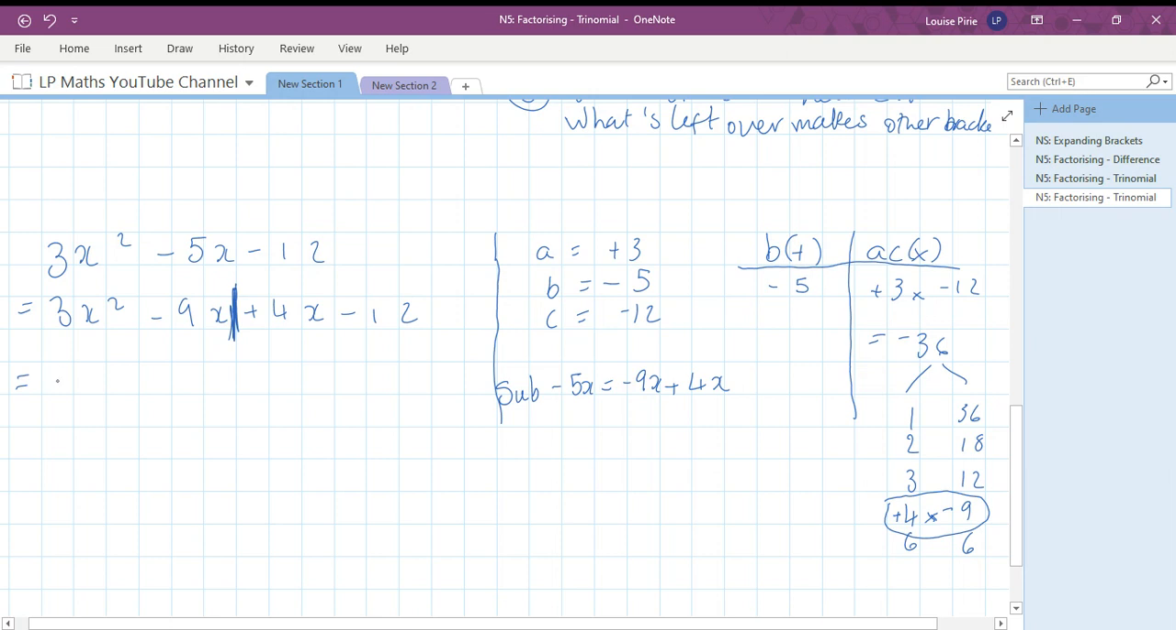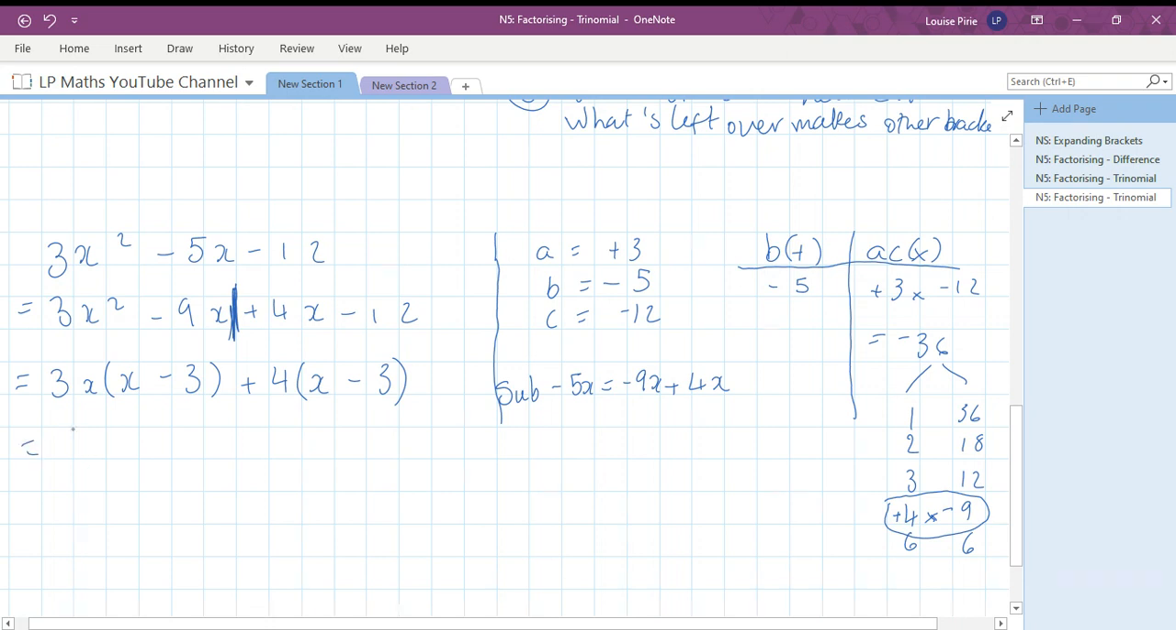Common factor in this bit, we've got a number 3 and we have x. And we have x minus 3. And here we have plus 4. Now remember, the bracket has got to be the same. So if I don't get the same bracket, I made a mistake. Well, luckily for us, I haven't.